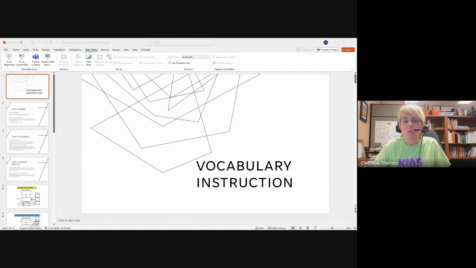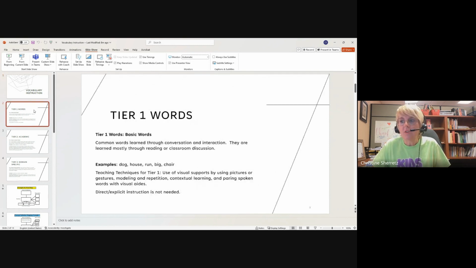And unfortunately, when I have it in that mode, it's hard for me to see. So I'm just going to do it in this mode. So the first thing I want to talk to you about are the different types of vocabulary and different kinds of words. The first, we have tier 1, 2, and 3.